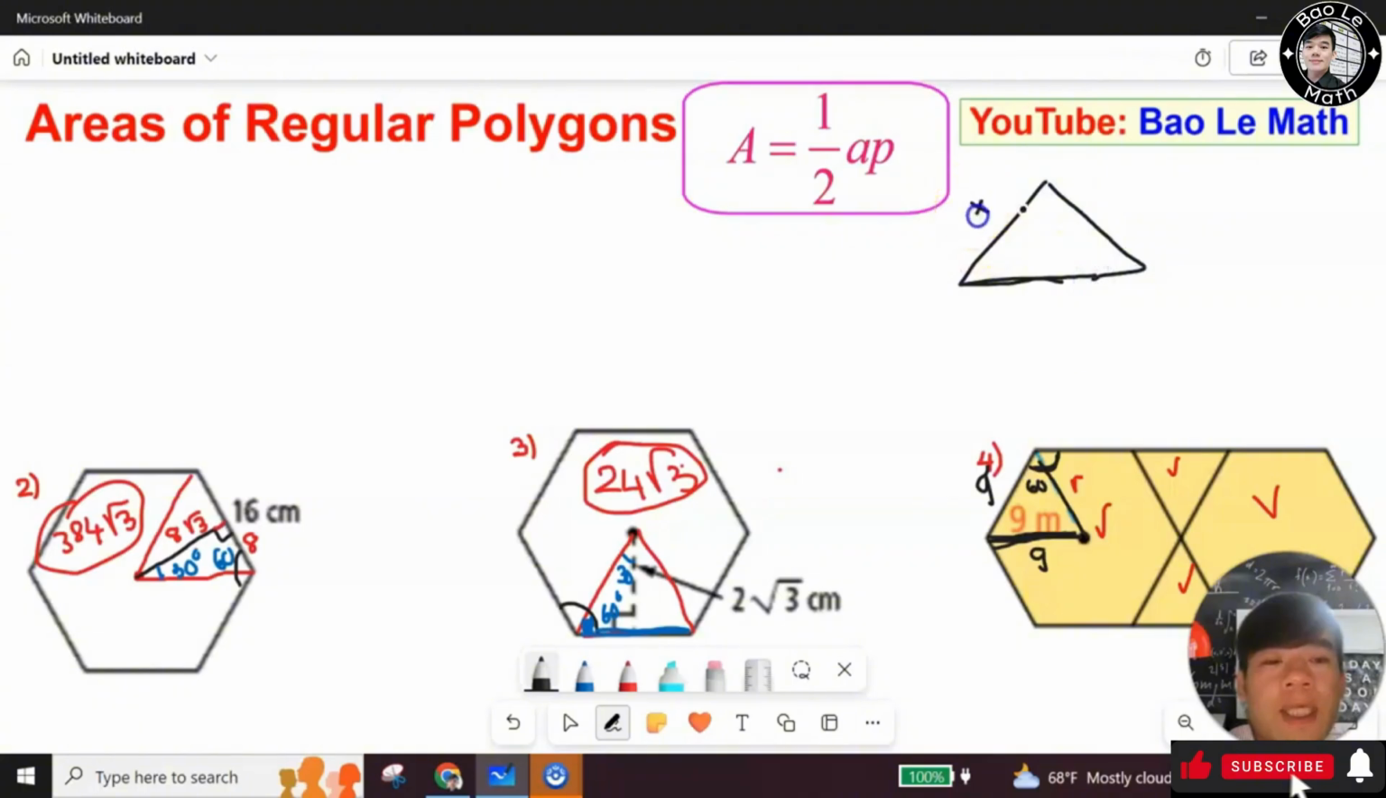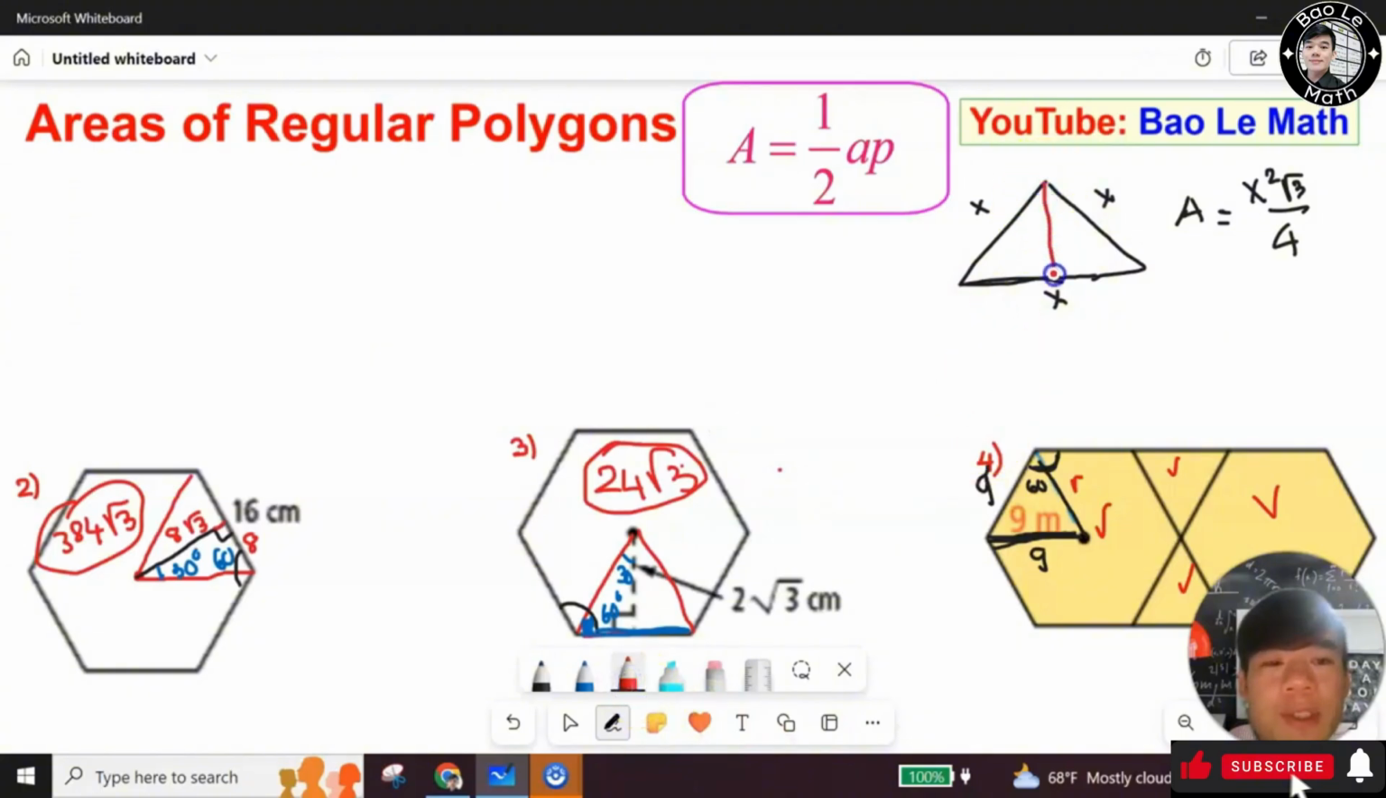Alright, if this side is S, this is S, this is S, the area must be equal to S squared root 3 divided by 4. Okay? Now I need to prove this formula. It's very simple, guys.